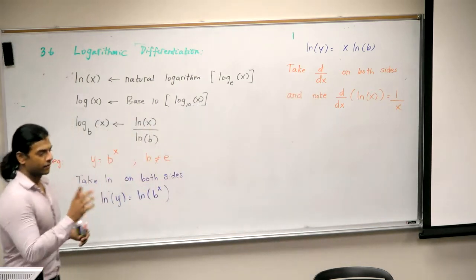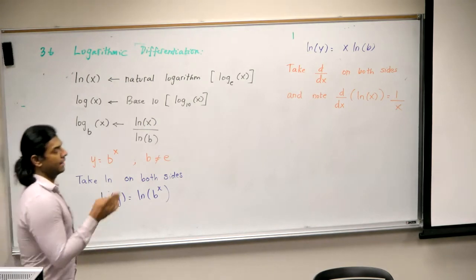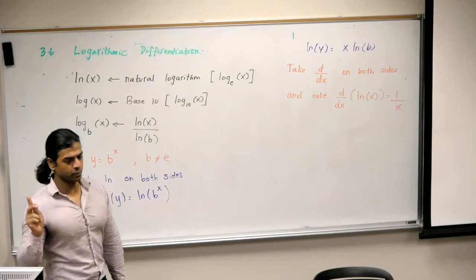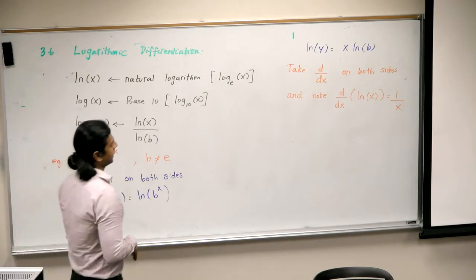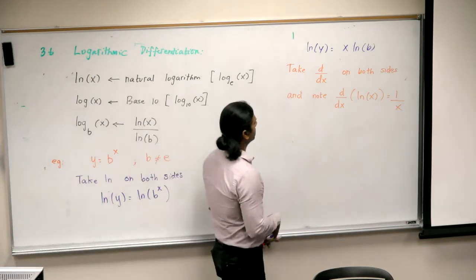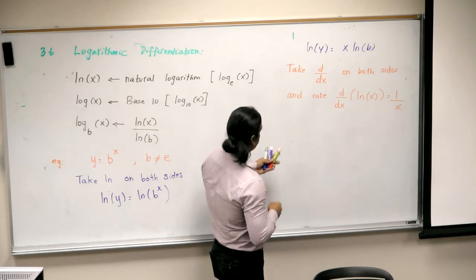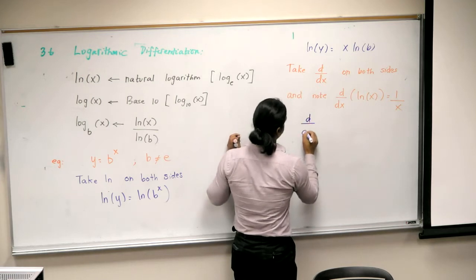Now I want to differentiate on both sides. So we are going to take the derivative on both sides. And note the derivative of natural logarithm is just 1 over x. Clearly, x cannot equal 0.